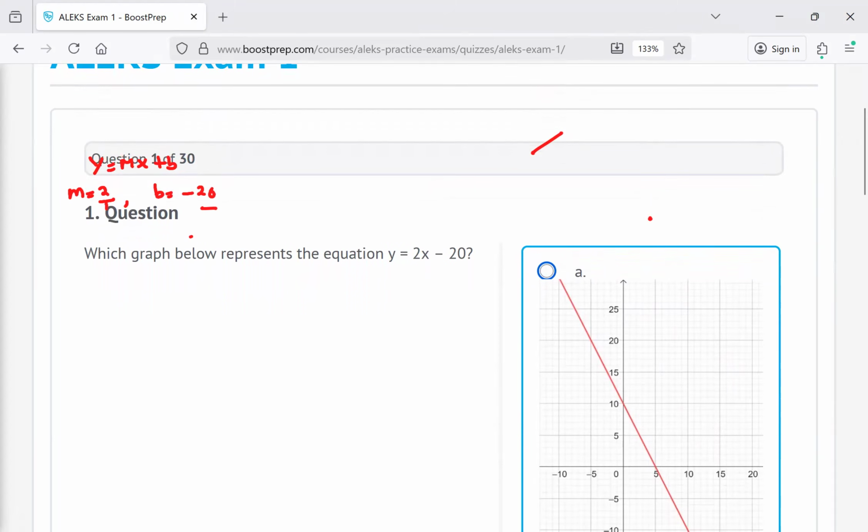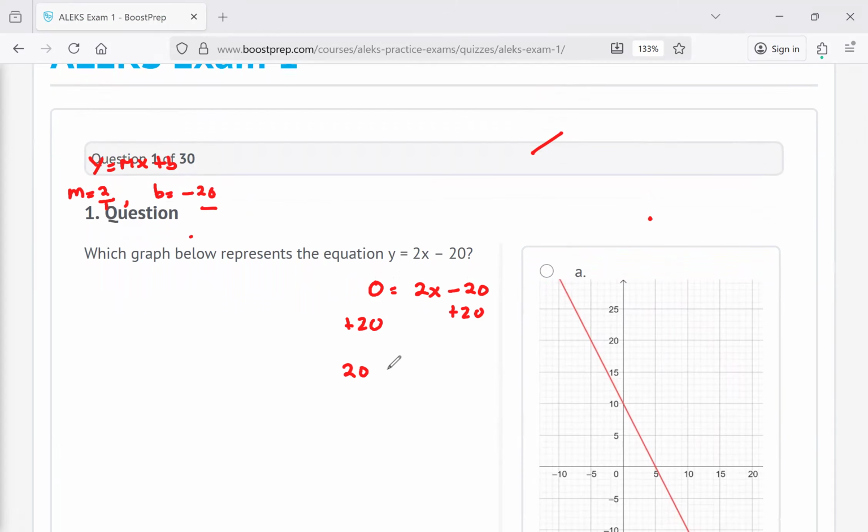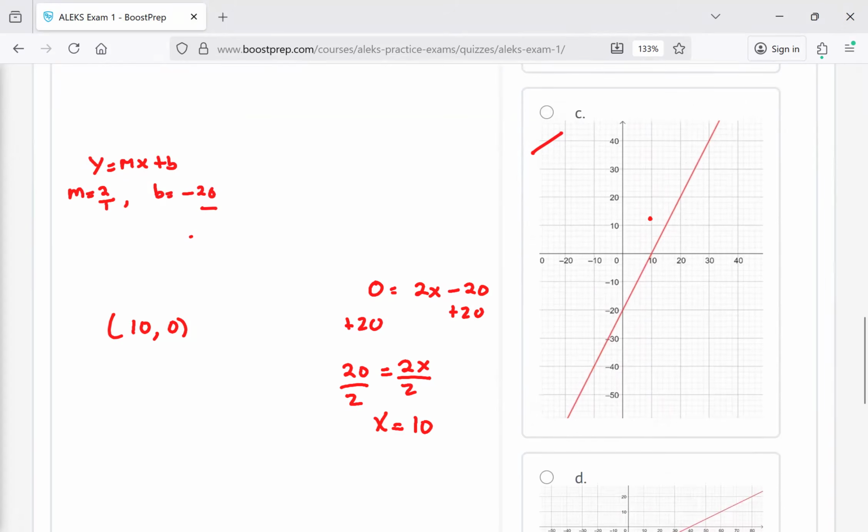If I plug in my x value 10, or if I try to find the x-intercept, that's what I could do. So how do you find the x-intercept? You set y to 0 and solve for x. So you're going to add 20, divide by 2, and you get x equals 10. So you have an x-intercept of 10 comma 0. So that's the graph. This one has a positive slope of 2 over 1, has a y-intercept of negative 20, and also has an x-intercept of 10. You could also pick a random point. It would still work. So I'm going to use C.